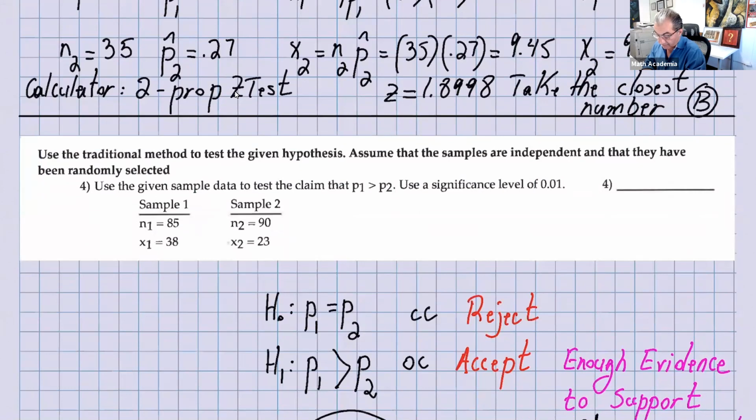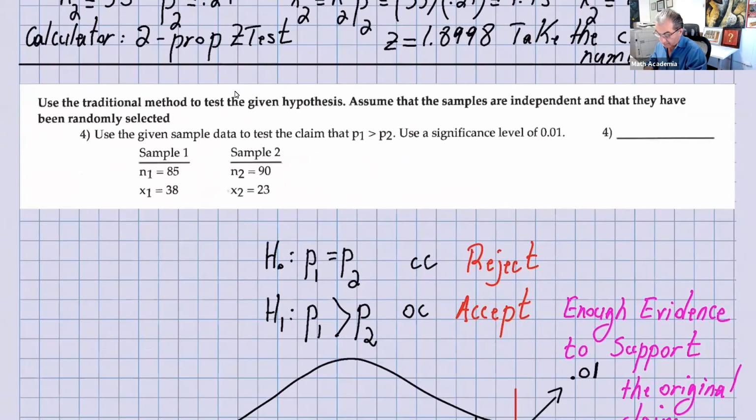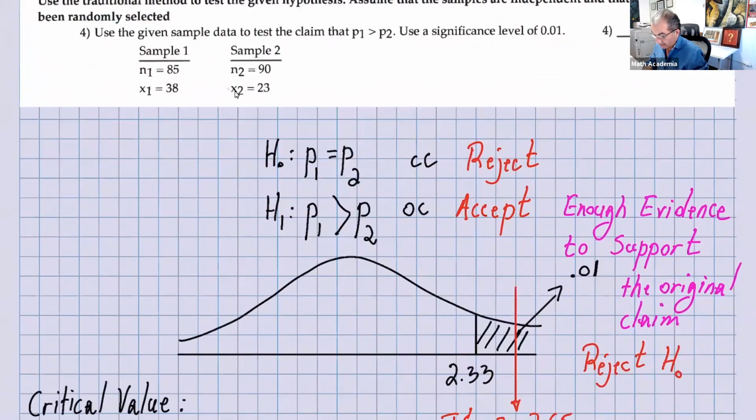Use the traditional method to test a given hypothesis. Assume that the samples are independent and they have been randomly selected. So here the claim is given. Use the given sample data, test the claim P1 is greater than P2. And of course, alpha is 0.01. So if you write the claim, the claim is P1 greater than P2. So that's our original claim. And so H0 is going to be P1 equals P2, always. This is a right-tail test.